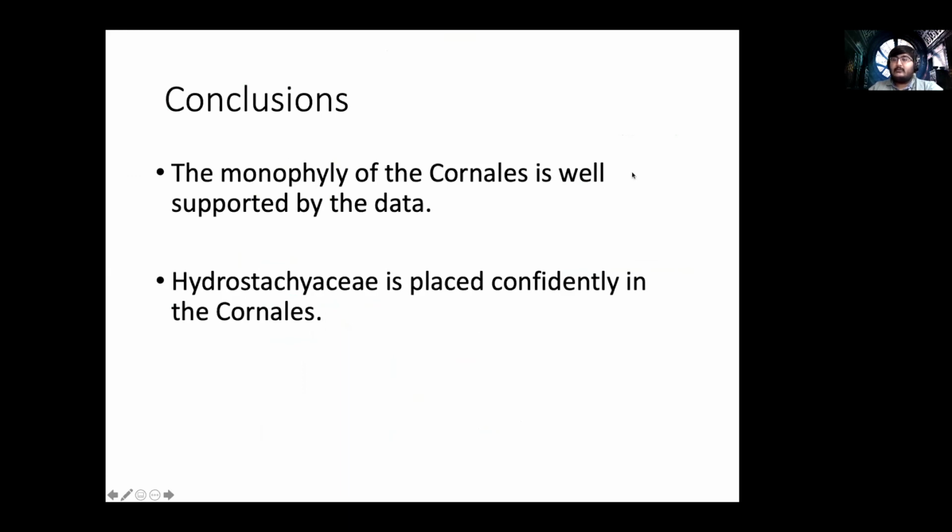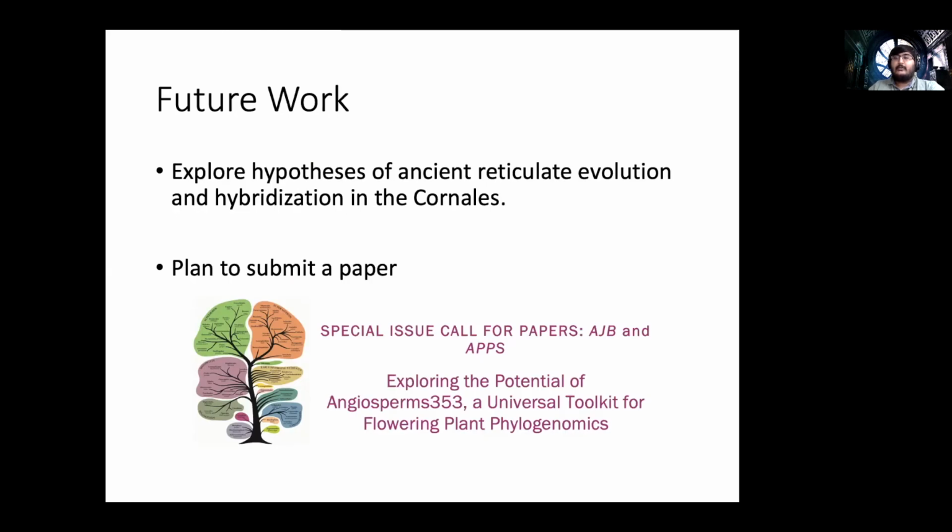So from these results, despite the possibility of ancient gene flow and hybridization in the Cornales, we see that the monophyly of the Cornales is well supported by the data and that Hydrostachyaceae is confidently placed in the Cornales from our support values. In the future, I want to explore some of these hypotheses of ancient reticulate evolution and hybridization using some formal tests. I was hoping to get this done for this talk, but I'm just going to blame it on COVID. And additionally, I plan to submit this work as a paper in the upcoming Angiosperm 353 special issue.